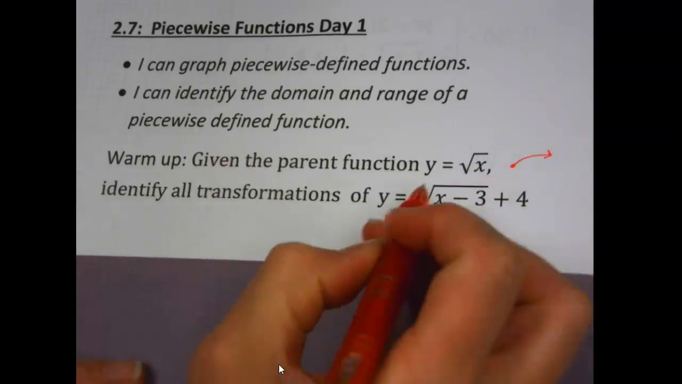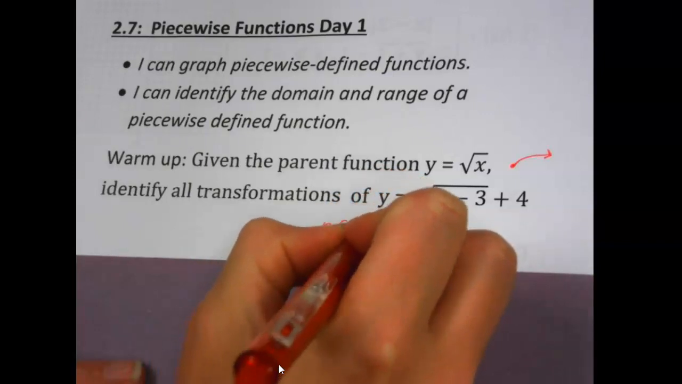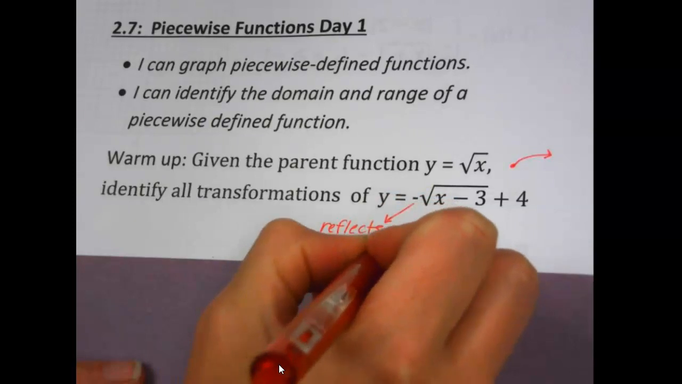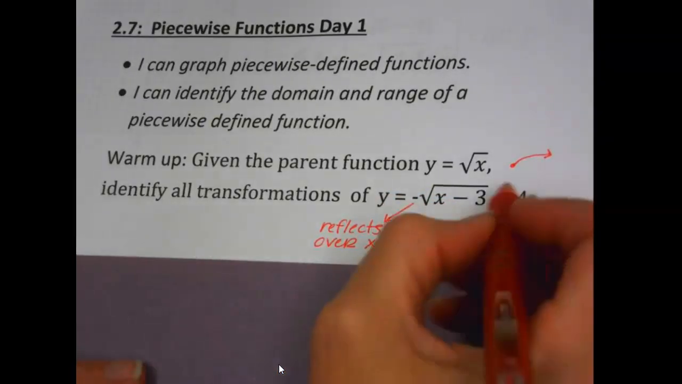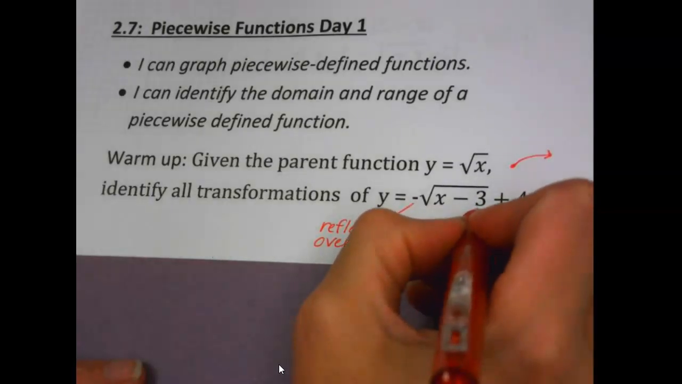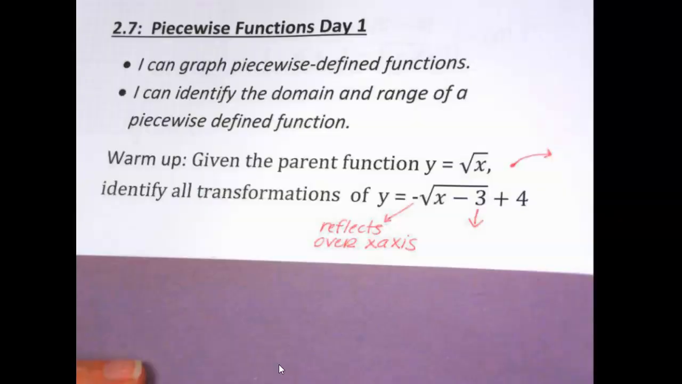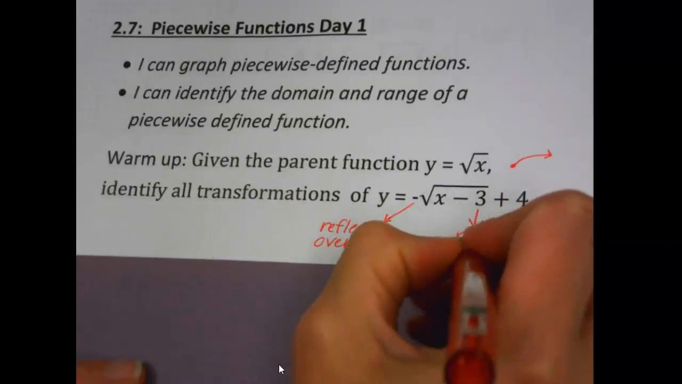This negative on the outside reflects over the x-axis. And then the minus 3, this part right here, is inside the square root. So that's our h value. Our h value is always the opposite. So even though it's a minus 3, it actually goes to the right 3.